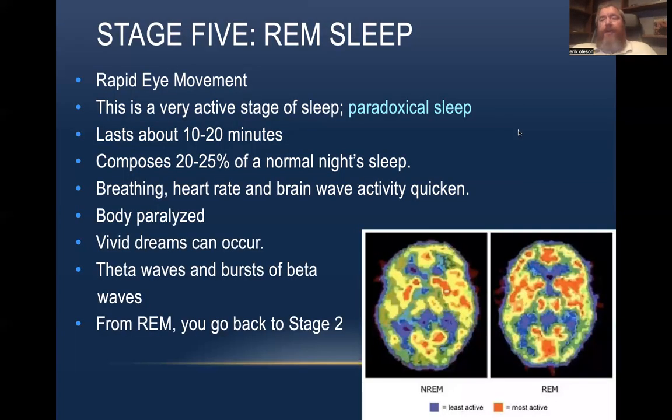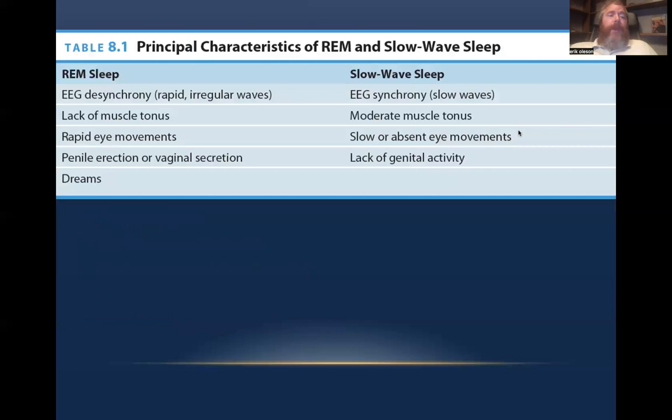Oh, and this is just an image showing that the brain is more active in general during REM relative to non-REM sleep. There's a lot going on. So during REM sleep, you see EEG desynchrony. During slow wave sleep, things are usually more synchronous or more consistent.